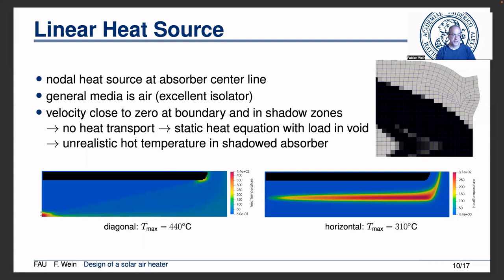Here we see first a diagonal, or do not even see the diagonal absorber in the temperature field, because in the shadow, at the end of the absorbers, the temperature goes so high that we get here unrealistic 440 degrees, and also in a flat design, only a small amount of velocity is within the absorber, transporting more and more heat, which ends up at 310 degrees inside the absorber, which is realistically too much.